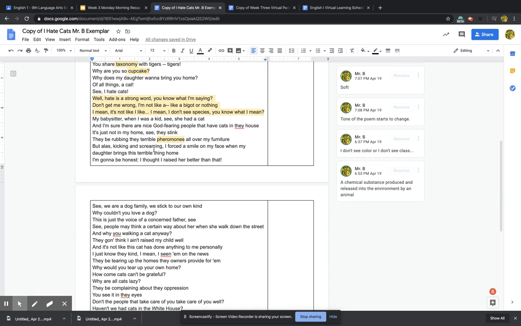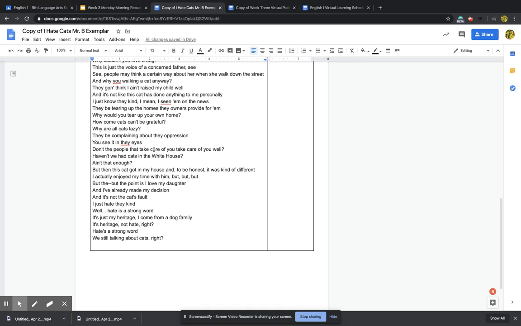So let's say I really wanted to focus on the line about the White House. Hopefully you guys have read this, and I'm not giving too much away. But propaganda in this poem is comparing cats and not liking cats and dog families, and there's something happening here. Maybe I have landed on this line. He says, "Don't the people that take care of you take care of you well? Haven't we had cats in the White House? Ain't that enough?"